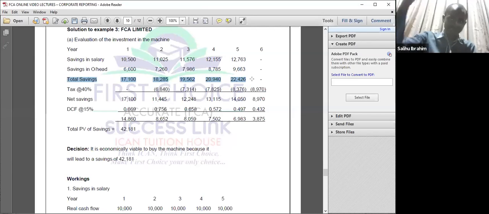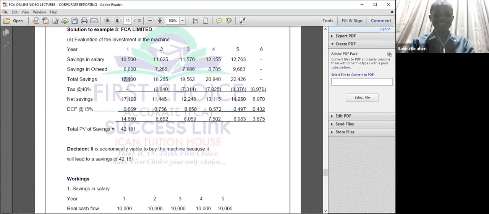Now, when you save, it means your profit will increase. And the moment your profit increases, you are going to pay more tax. So I need to charge my tax at what? Charge my tax at 40%. Tax is paid a year in arrears. 40% of this will give me this. 40% of this will give me this. 40% of this will give me this. 40% of this will give me that. Okay, so this is the net savings.